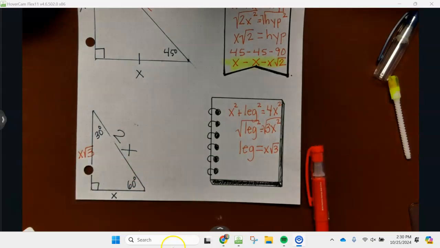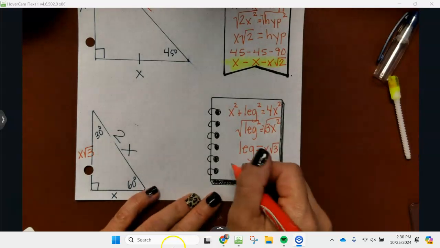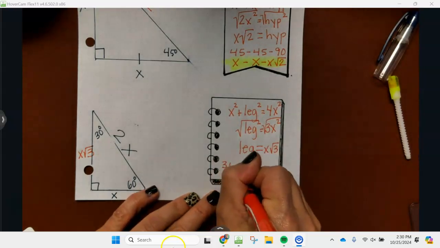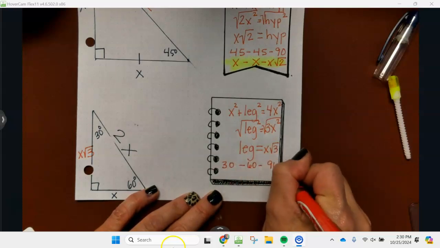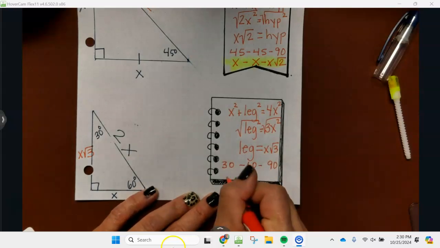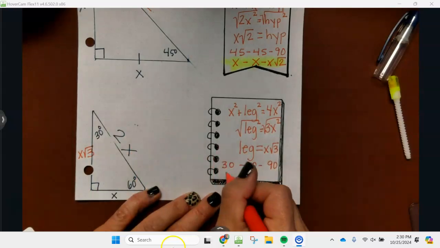All right. So our little template that we have to memorize. So whatever 30 is, and whatever 60 is, and whatever 90 is, we know for sure 30 is the lowest leg. Across from 30 is just x.